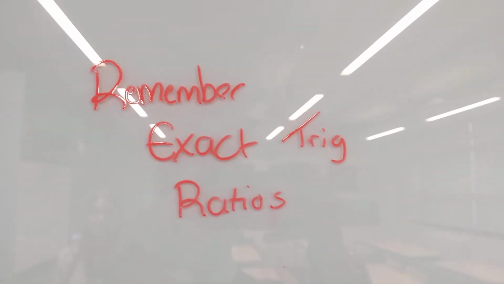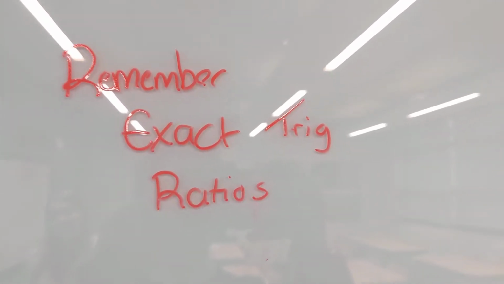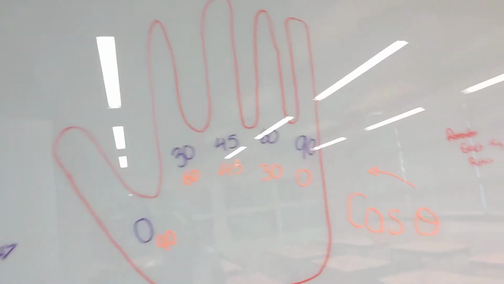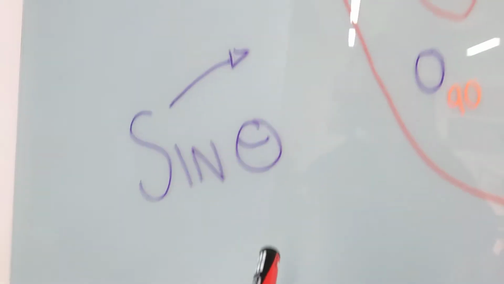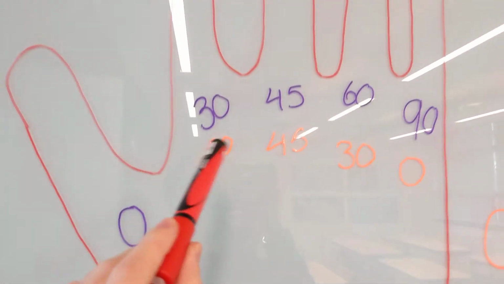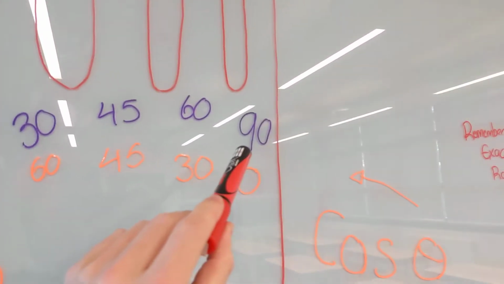Okay, in today's video, we're going to be looking at how to remember exact trig ratios. So what you're going to do first, you're going to look at your left hand, and I want you to draw it on the board. So I've got here sine of theta going round my hand. So you can see in purple, I've got 0, 30, 45, 60, and 90 degrees.